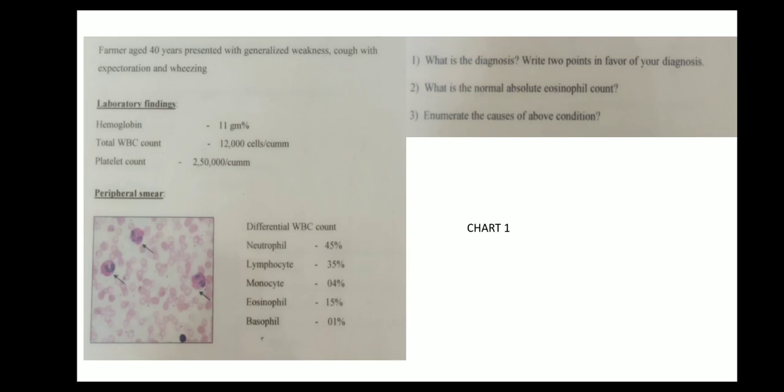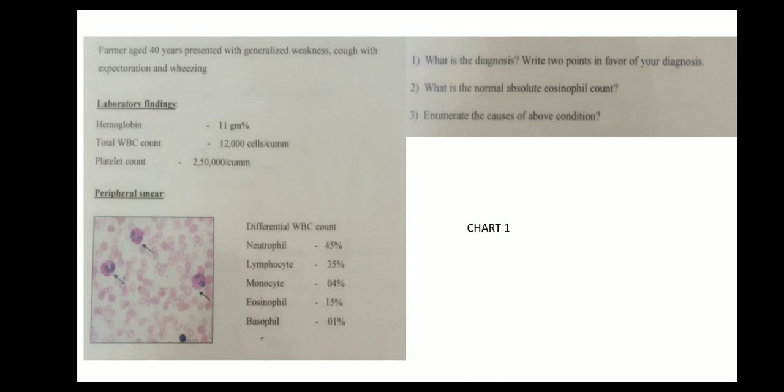Chart number 1, history goes like: farmer aged 40 years presented with generalized weakness, cough with expectoration and wheezing. Hemoglobin 11 gram %, total WBC count is increased, that is 12,000 cells per cubic mm, platelet count is 2.5 lakhs per cubic mm. Differential count shows neutrophil 45%, lymphocytes 35%, monocytes 4%, eosinophil 15% and basophil 1%. So there is a picture of peripheral smear which is showing more of eosinophils. The arrow mark indicates the eosinophils.